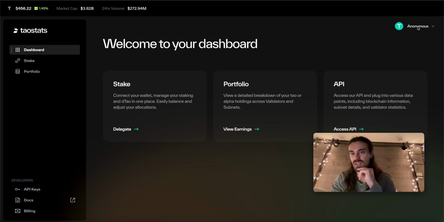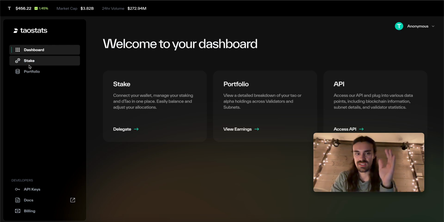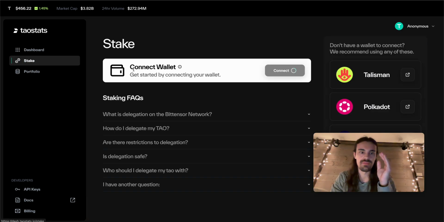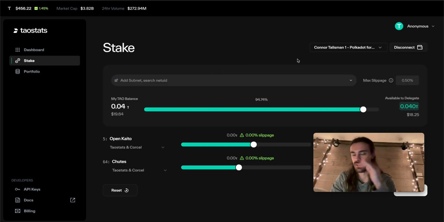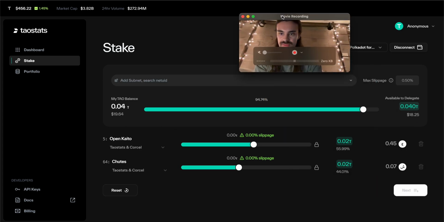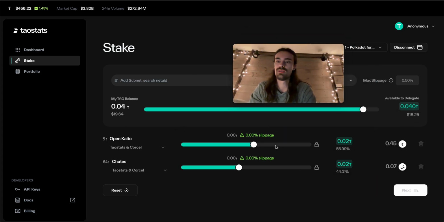So right now you can see I'm anonymous, but the thing is, if you are linked and you have a wallet connected... Okay, so this actually just went to one of my Talisman wallets. This was a test wallet that I had. As you can see right now, I actually have massive bags of these stacked up: 0.02 tau on Shoots and Kaido. This was a test from earlier.